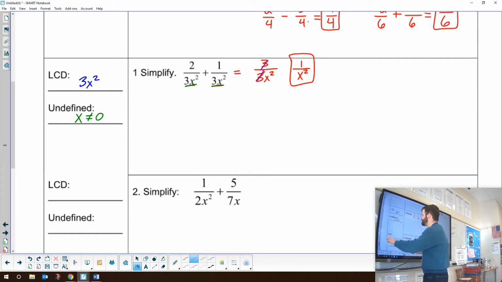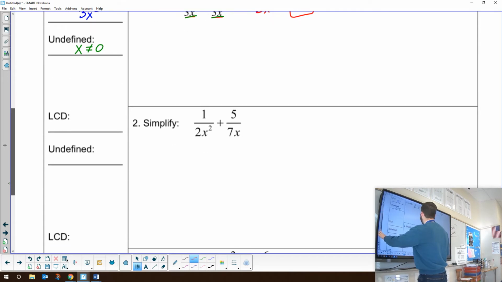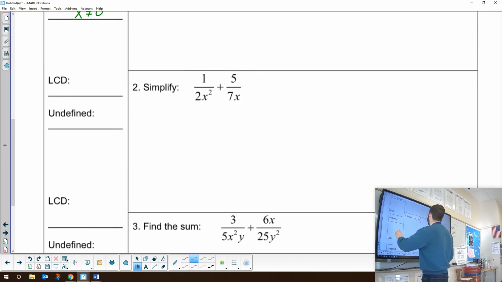All right, let's move on to number 2. So number 2, remember, first step is trying to find a denominator that both of these can go into. We look at our whole numbers and we look at my x's. In the case where we have to factor, sometimes we have to factor first and then see what my denominator is going to be. In this case, 2 and 7.